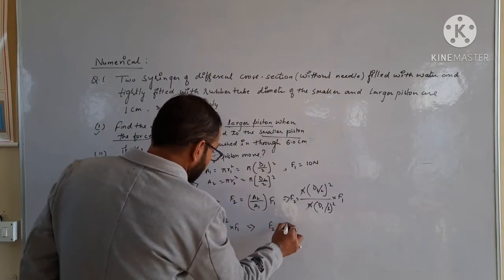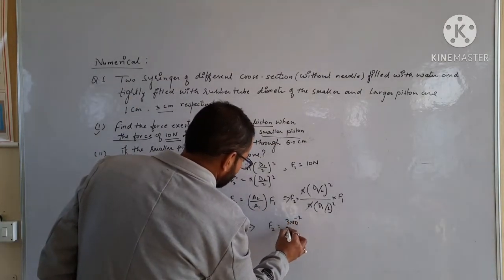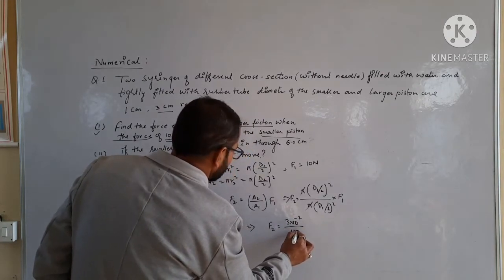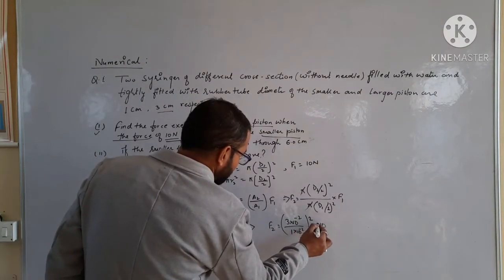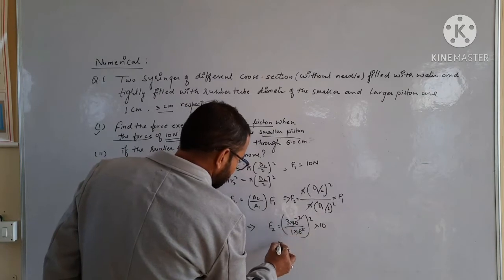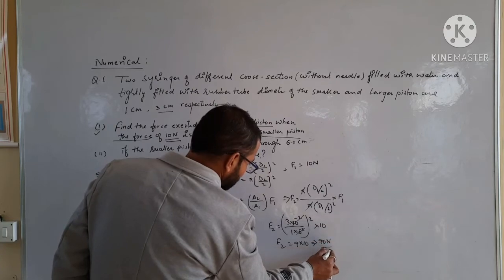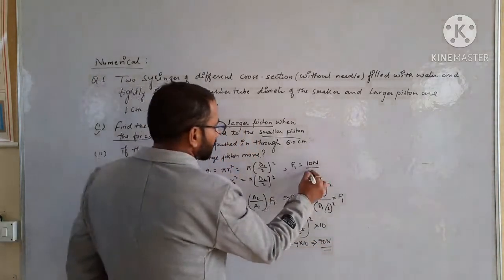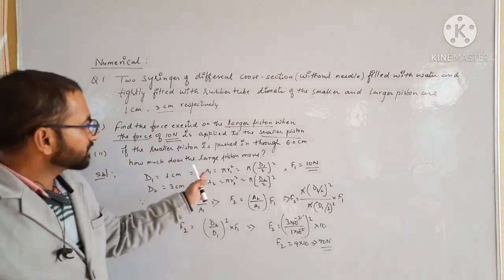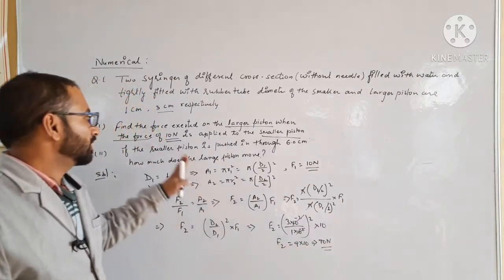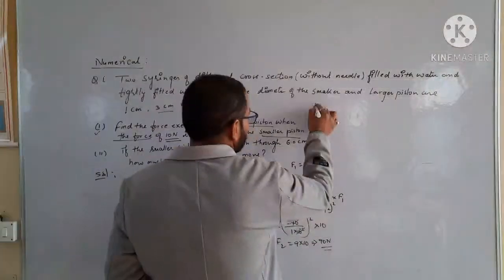d2 we have as 3 centimeter, so 3 into 10 raised to the power minus 2, and next, 1 into 10 raised to the power minus 2. Point clear? Yes. Next, whole squared, into 10. These cancel; 3 threes are 9, 9 into 10, it will be 90 Newton. So, students, on applying only 10 Newton of force on the smaller piston, you will get a force of 90 Newton on the larger piston by using Pascal's law.